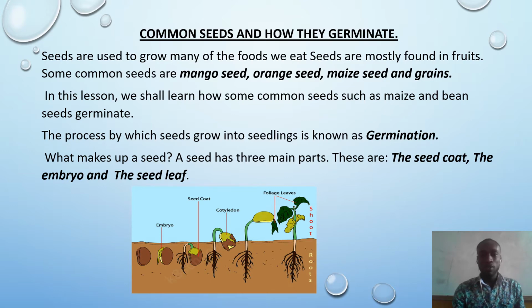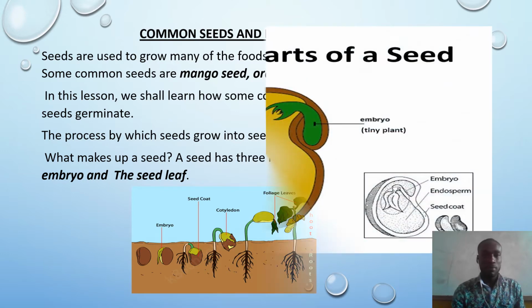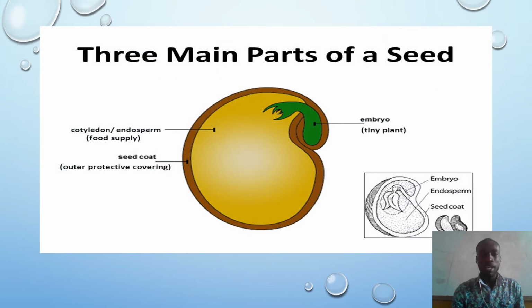A seed. So the parts that make up a seed, we have the seed coat, we have the embryo, and then we have the seed leaf. So these are the three main parts that make up a seed. So in this picture, you can see the three main parts of a seed. You have the food supply there, you have the seed coat, and then you have the embryo as well. So these form the three main parts of the seed.